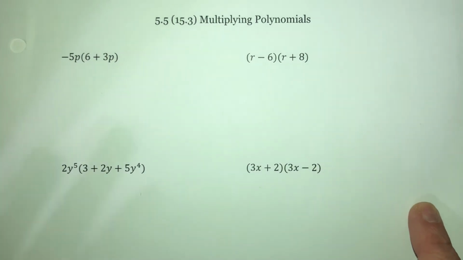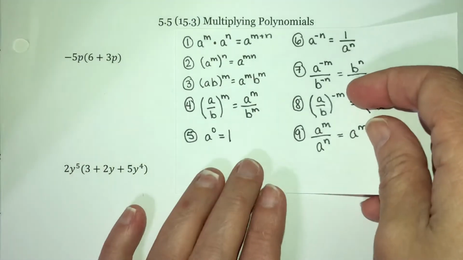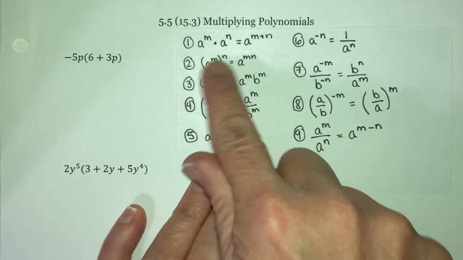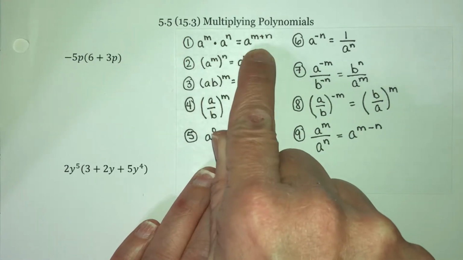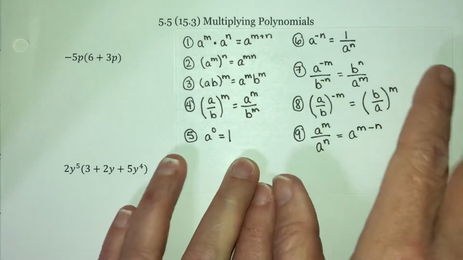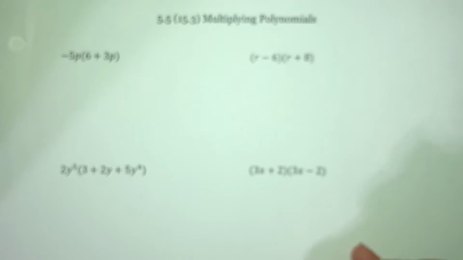5.5, multiplying polynomials. What we're going to be using a lot in this section is this power rule right here. We're going to be multiplying things a lot with the same base, and then we're going to be adding their exponents. We will also be using our adding and subtracting, combining like term rules that we just dealt with in the previous section. Let's look at this first problem.